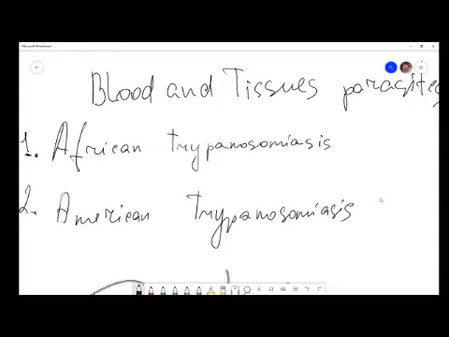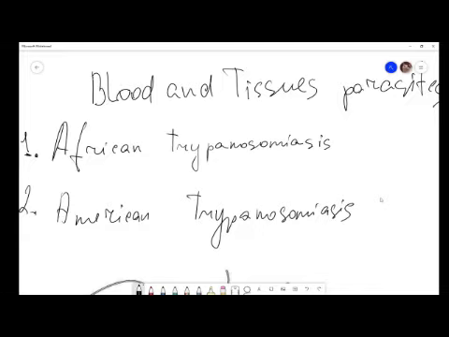The parent form in Africa is Trypanosoma brucei, which causes nagana in livestock and game animals. The two human forms are Trypanosoma brucei rhodesiense and Trypanosoma brucei gambiense. These two species are most dangerous to humans.